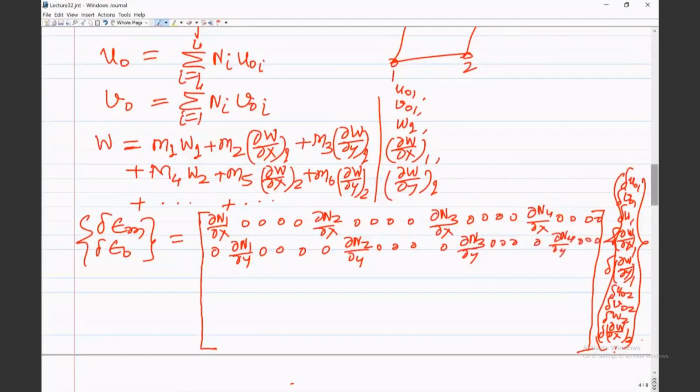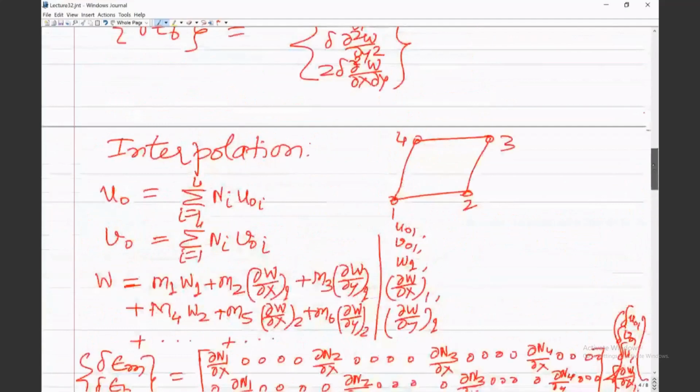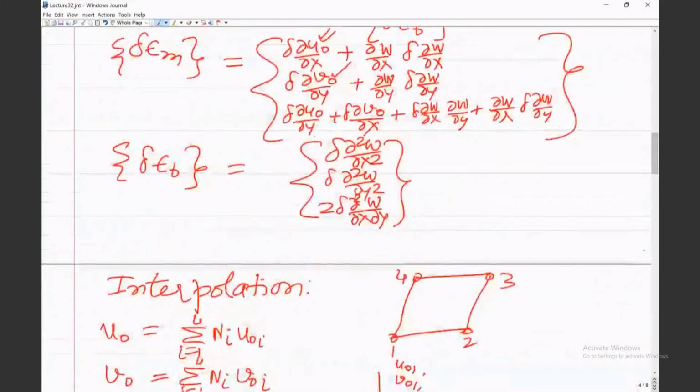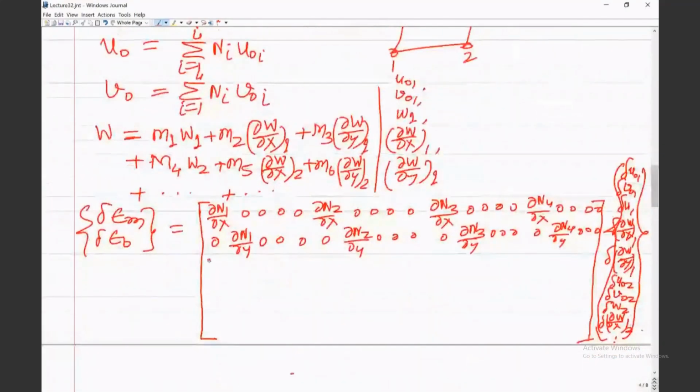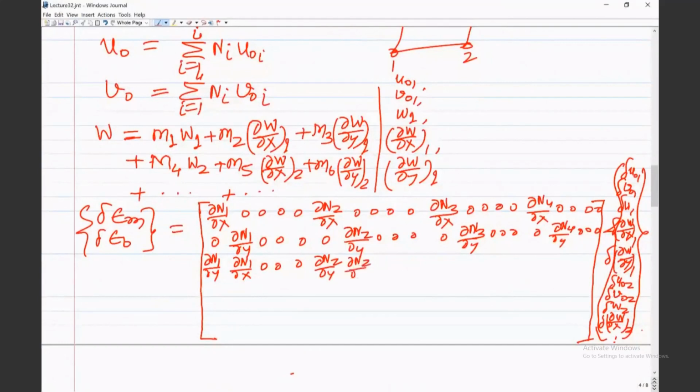And then the second term, linear term in the membrane strain, is these two terms that involve both u naught and v naught. So we will have u naught derivative with respect to y, so del n1 by del y, and v naught derivative with respect to x, so we will have del n1 by del x, then 0, 0, and then del n2 by del y, del n2 by del x, and 0, 0, and so on. Now, you can write in a similar manner.